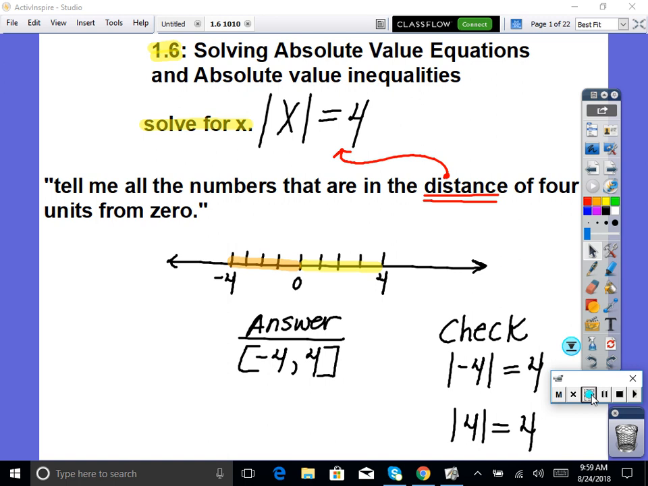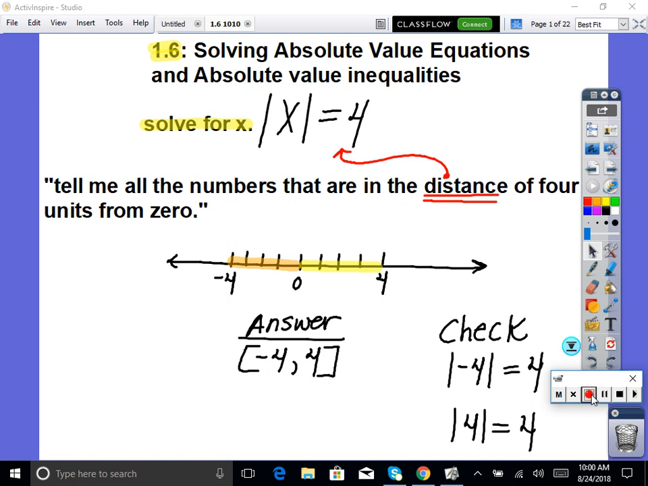Okay, so solving absolute value equations and absolute value inequalities. What we've done so far is we have solved linear equations and linear inequalities, and that's all we solved. So now we're adding in some twist, absolute values, and then you'll see how it goes. Absolute values are kind of interesting.